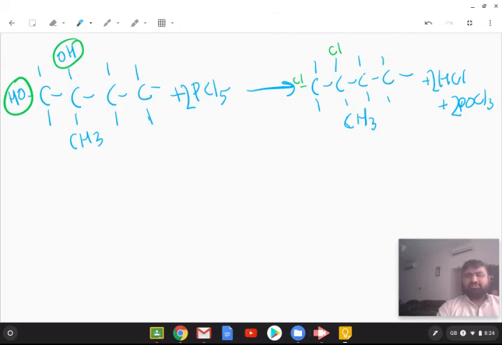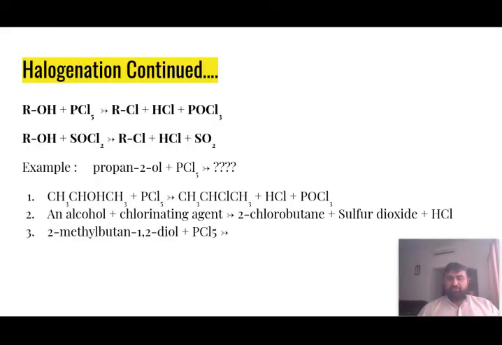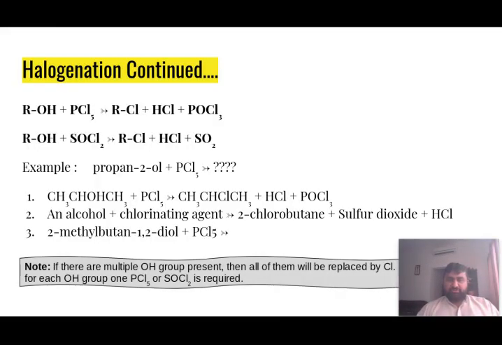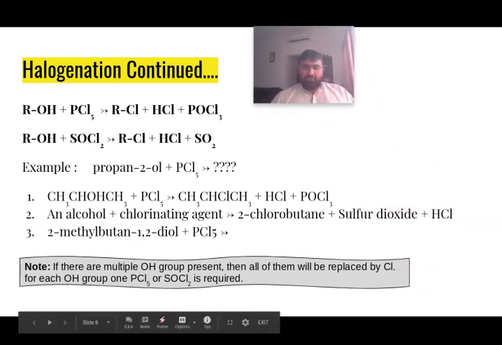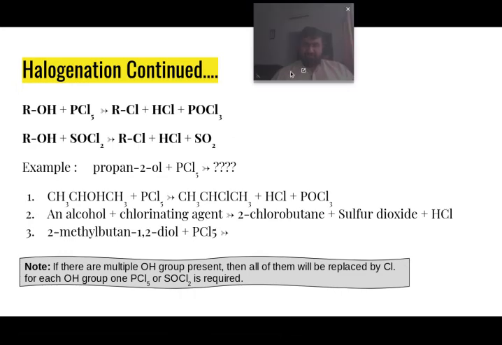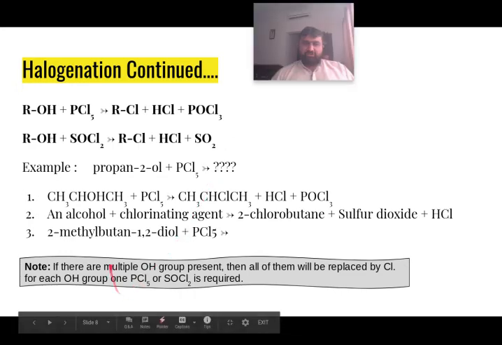So in organic chemistry, we don't really care about that. Sometimes we care, but not always. If you don't know how to balance, no problem. But you need to know the concept: no matter how many OH groups, all will be replaced. Note that if there are multiple OH groups present, then all of them will be replaced with Cl. For each OH group, one PCl5 or SOCl2 is required.